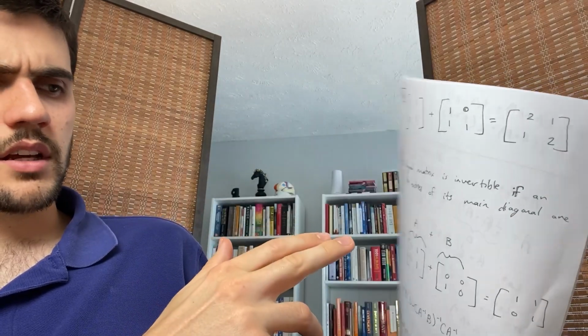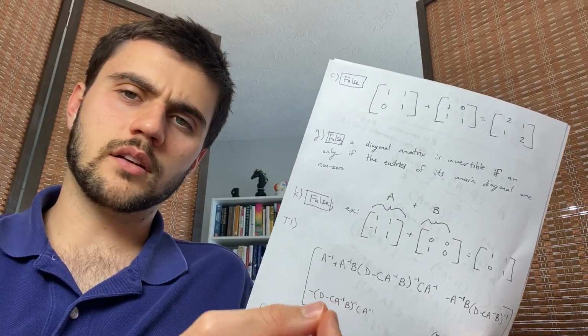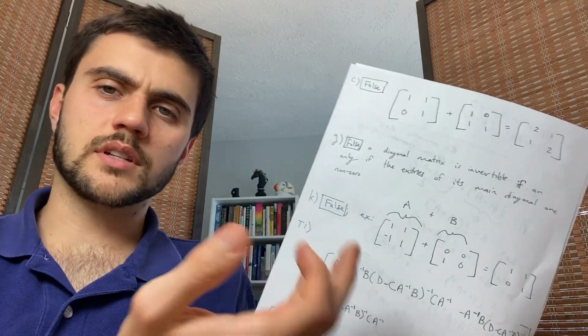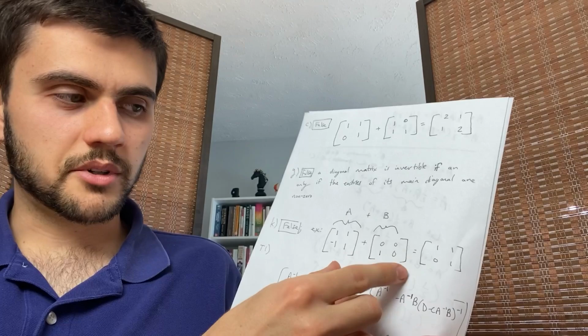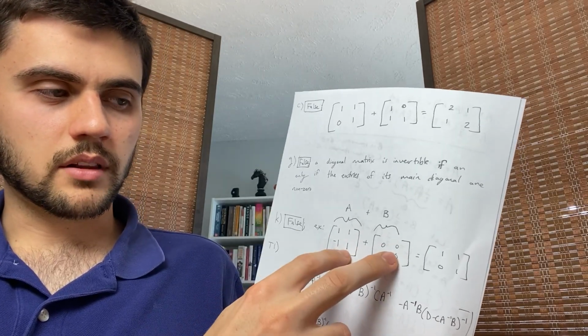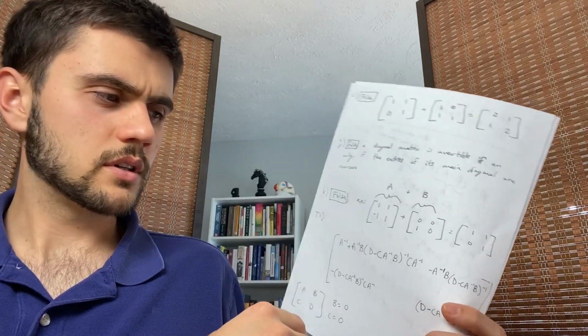This one was asking if A plus B equals an upper triangular matrix, then A and B are upper triangular matrices. That's false. As a counterexample, here we go. Neither A nor B is an upper triangular matrix, but A plus B results in an upper triangular matrix.